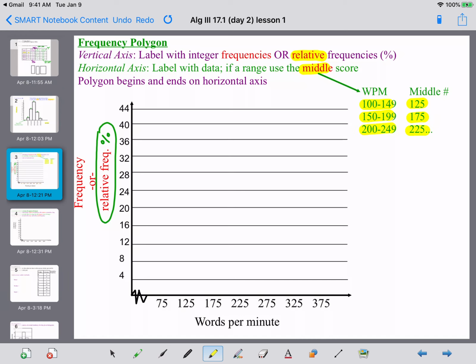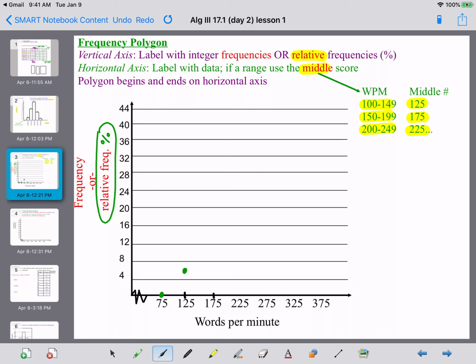All right, so one other thing you should notice is that the polygon begins and ends on the horizontal axis. So let's jump into that and you'll see what that looks like. So we're going to put a dot at 75, 0. Okay, that's always going to be where your first entry is. All right, and then at the next point at 125, we had a frequency or a relative frequency of 6%. So I'll put a point there.